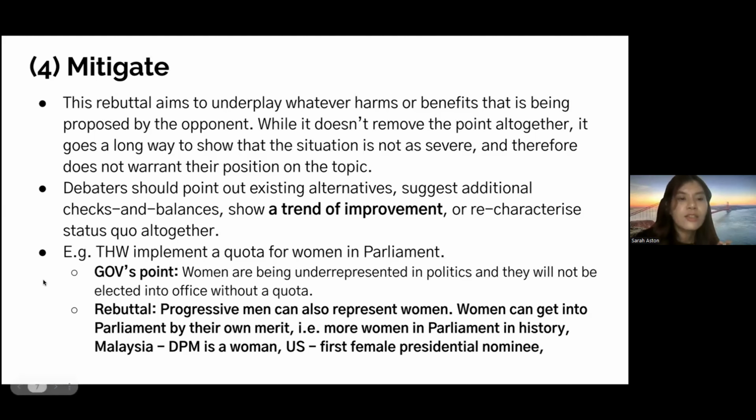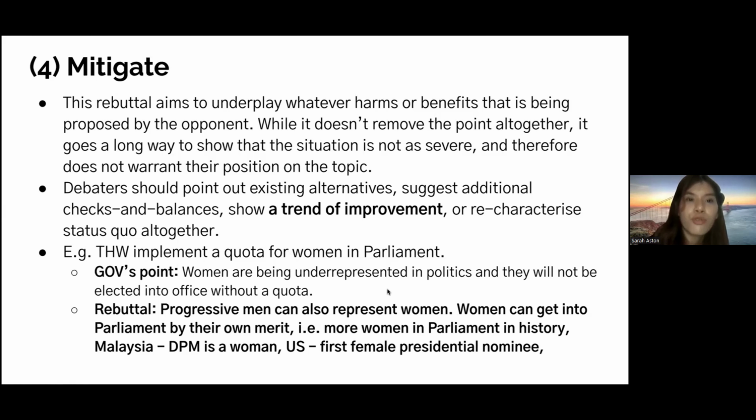Okay, now let's look at the example here. This house would implement a quota similarly. So what Gov is probably going to talk about is how women are being underrepresented in politics, and they will not be elected into office without a quota. The rebuttal here is to talk about how progressive men can also represent women, right? So this is the reality.